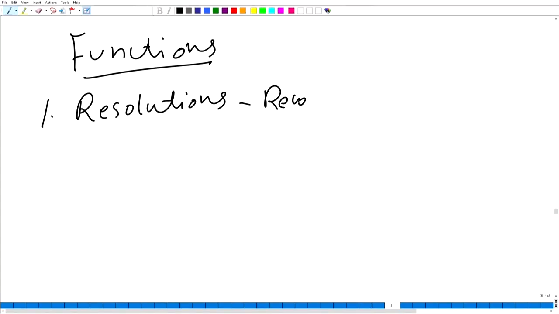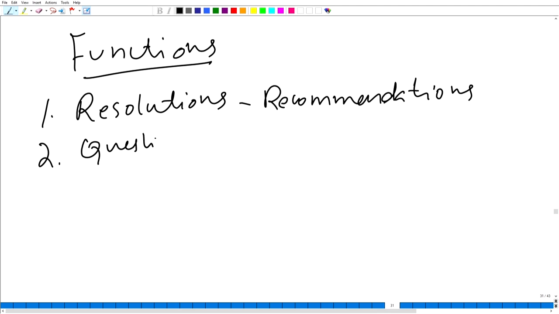One of the functional changes introduced through the Government of India Act 1909 was that members were given the right to move resolutions, but in the form of recommendations to the government, which the government would accept or reject. The second change in the functions was questions and supplementary questions. The members got the right to ask questions and supplementary questions.